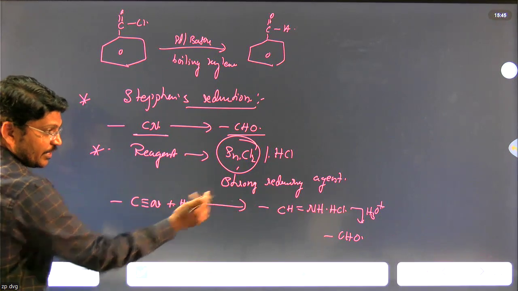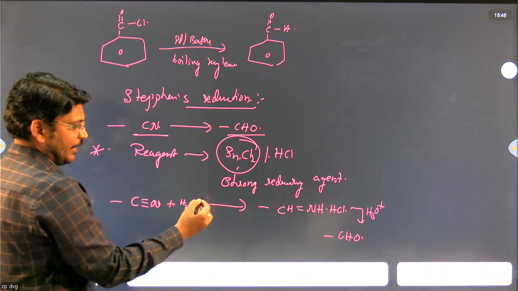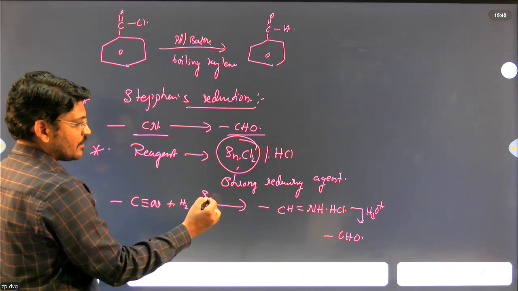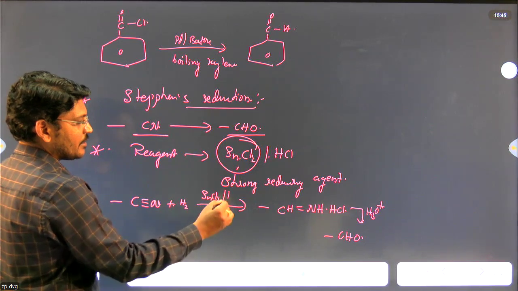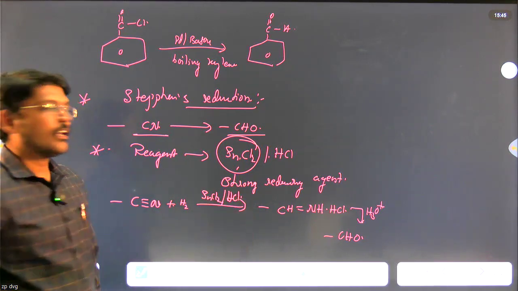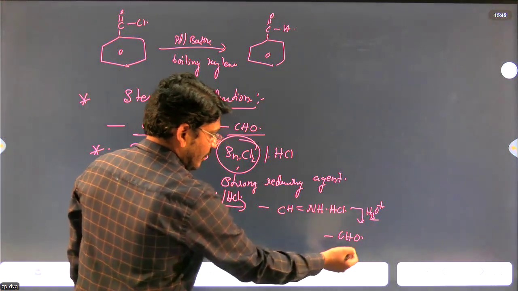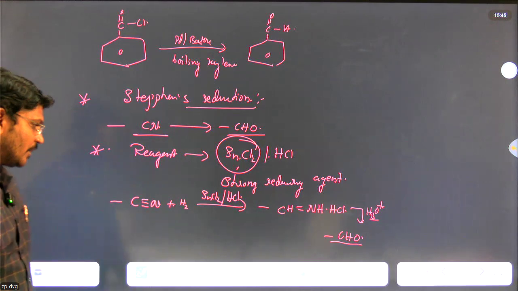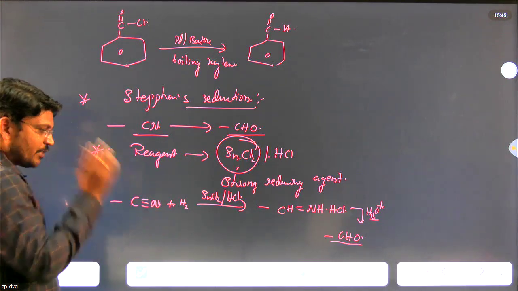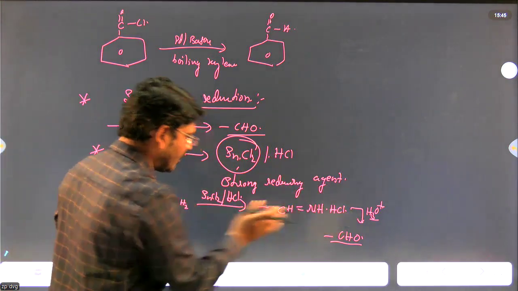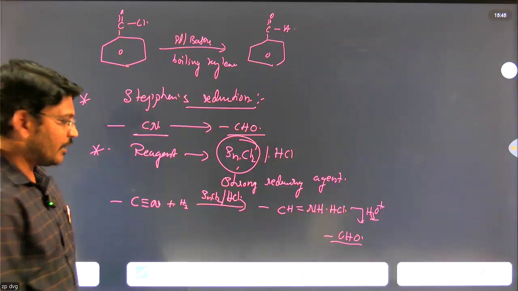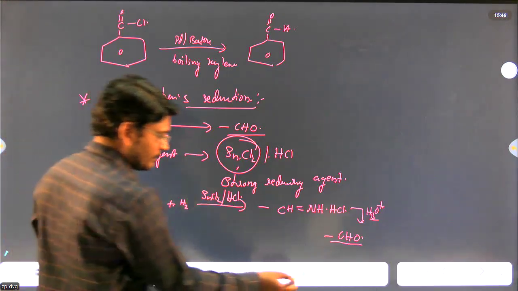Cyanide, so addition of hydrogen will take place in the presence of stannous chloride and HCl. Then finally, on further hydrolysis, we can get an aldehyde. It should be fixed in your mind: cyanide should be converted into what? Aldehyde in the presence of stannous chloride. That is called what? Stephen reduction.